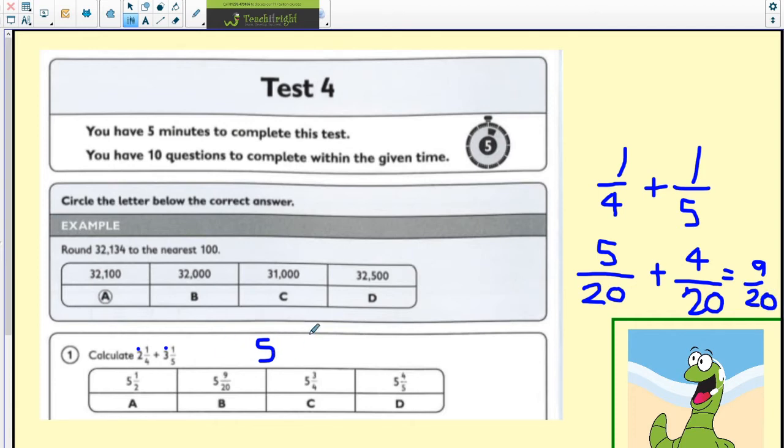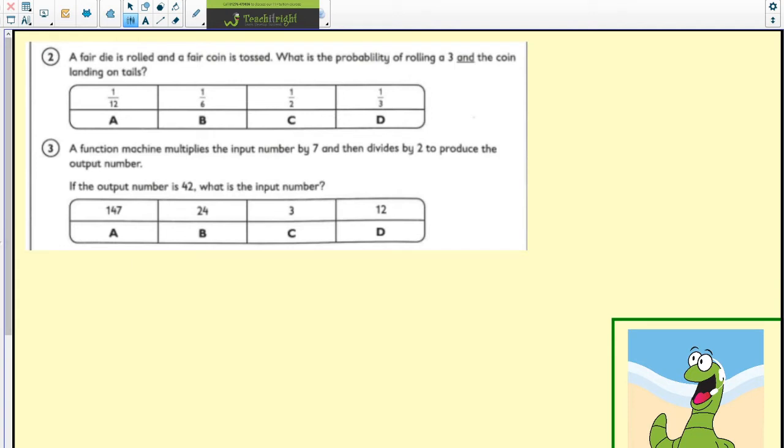Remembering I had 5 units and 9 20ths. We might still need to simplify that if we can. Double check. Nope, we're happy. The answer is B.